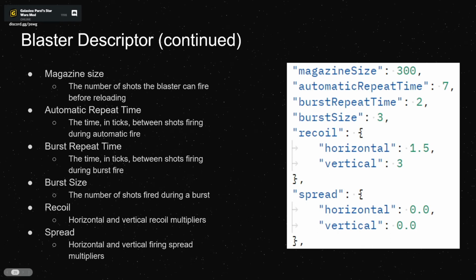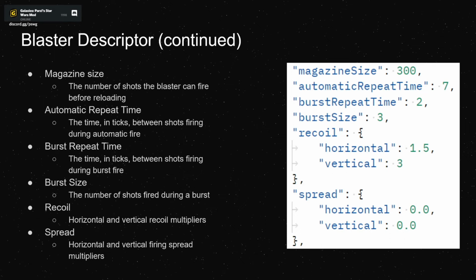Moving on, we have a couple of different firing and bolt-related fields. The first one is the magazine size, which is how many shots the blaster can shoot before it needs to reload. The automatic repeat time, which defines how quickly it can shoot in automatic mode. The burst repeat time, which is the same thing but is the time between burst shots. Burst size, which is the number of shots fired during a burst.